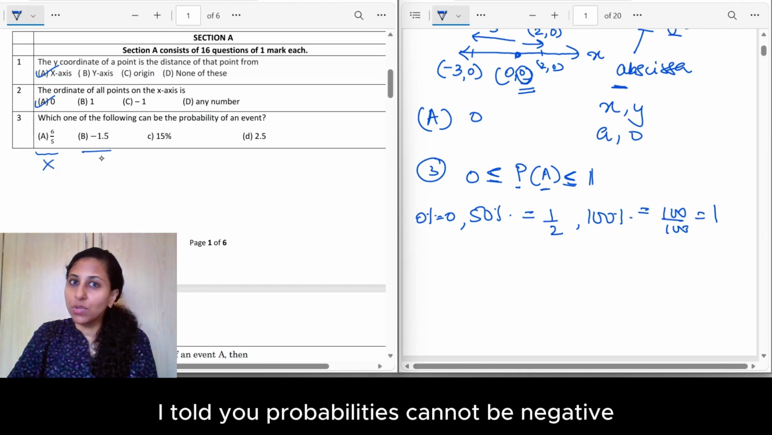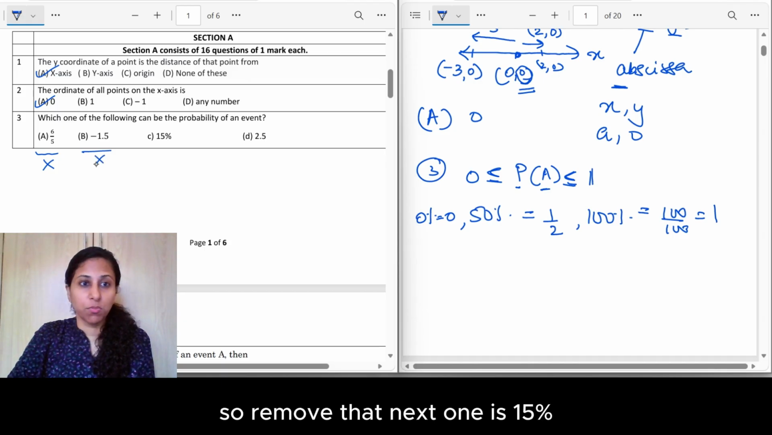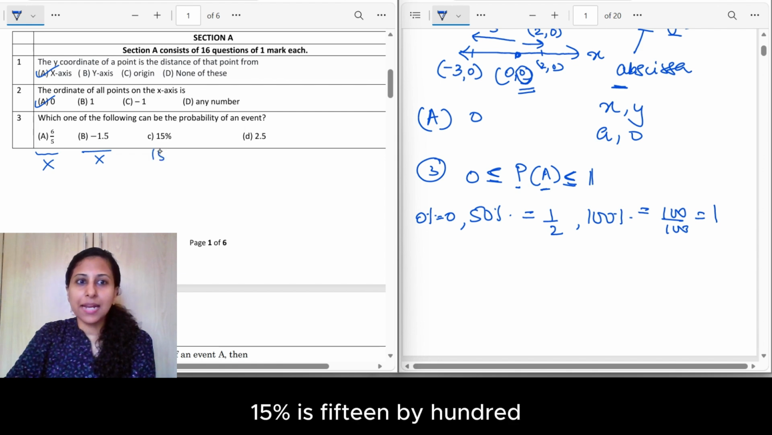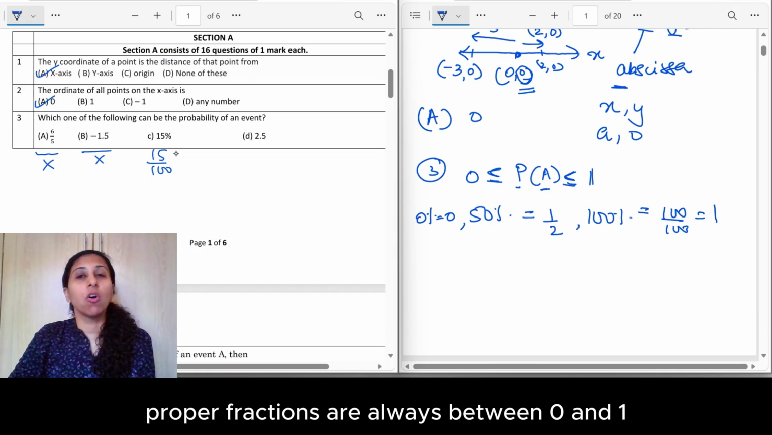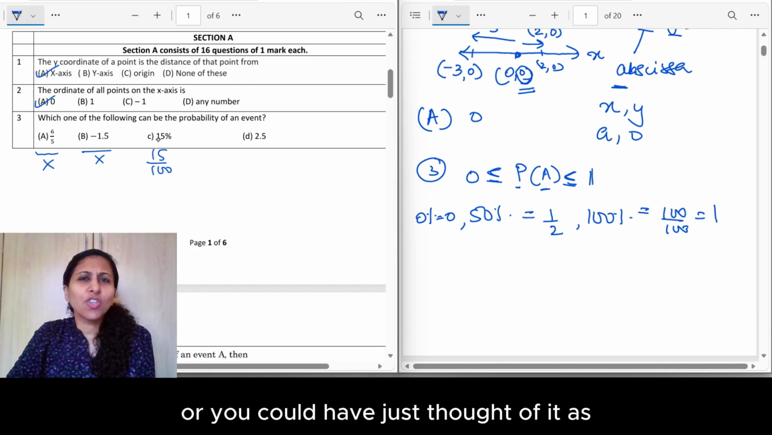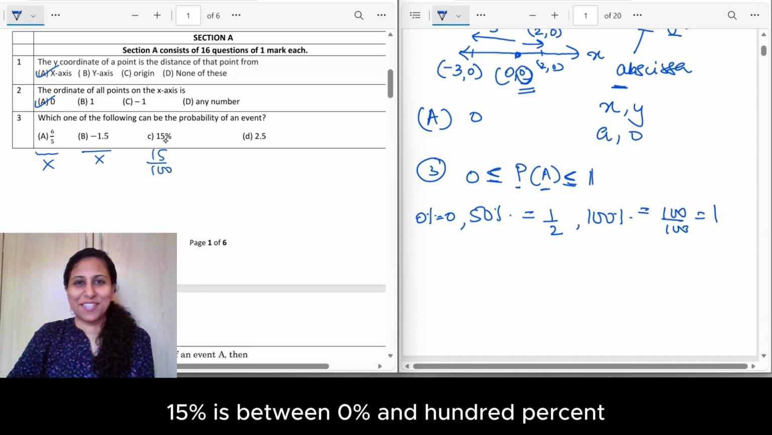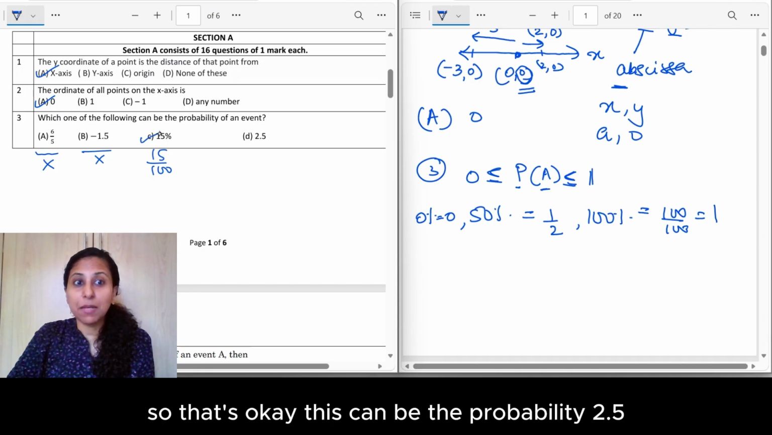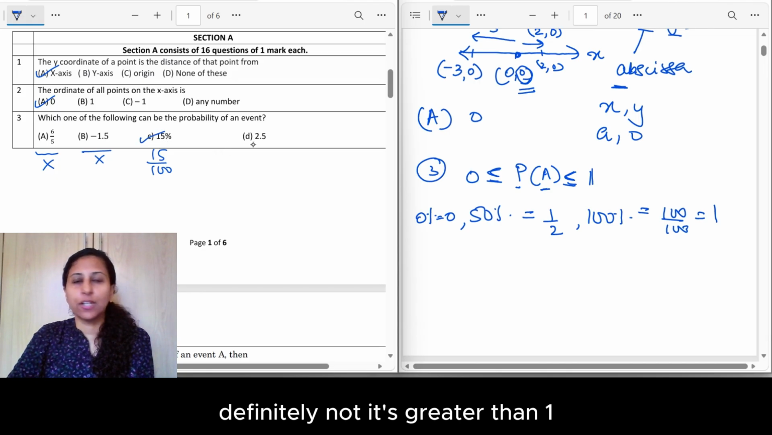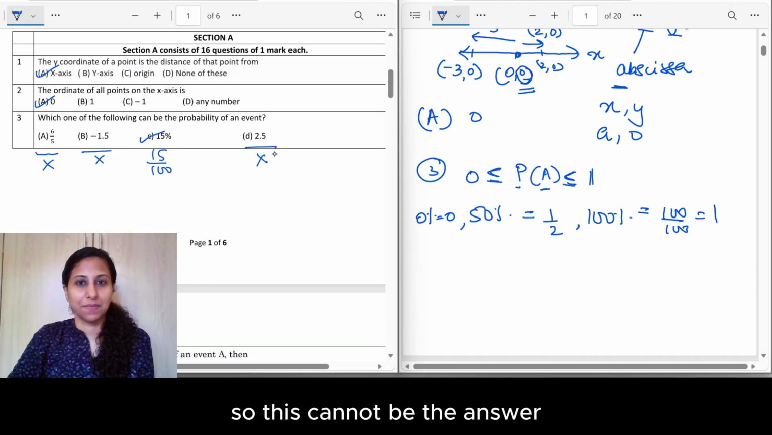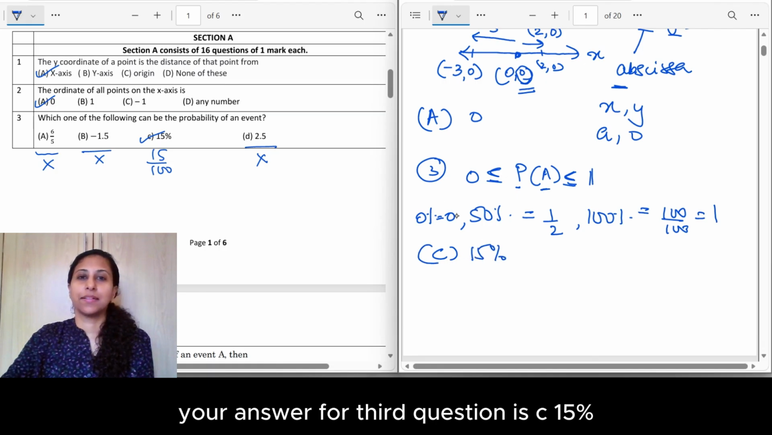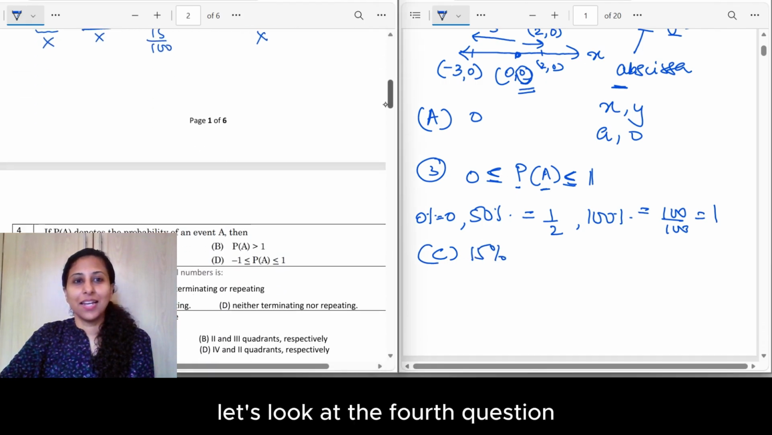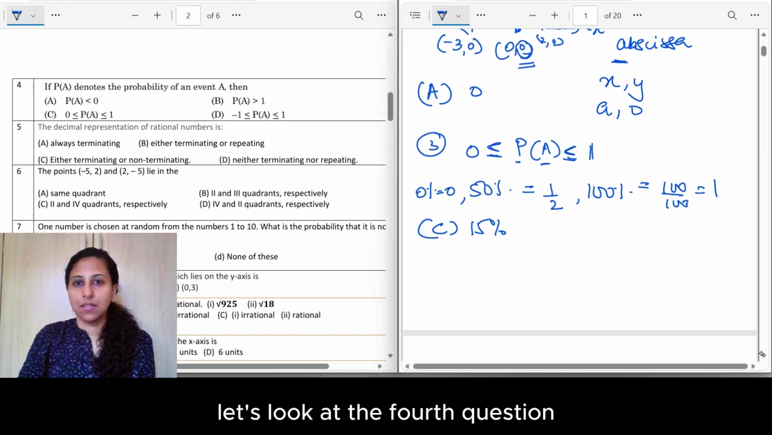This is a negative value. I told you probabilities cannot be negative, so remove that. Next one is 15%. 15% is 15 by 100. It's a proper fraction. Proper fractions are always between 0 and 1. Or you could have just thought of it as 15% is between 0% and 100%. So that's okay. This can be the probability. 2.5 definitely not. It's greater than 1. So this cannot be the answer. Your answer for third question is C, 15%. Let's look at the fourth question.